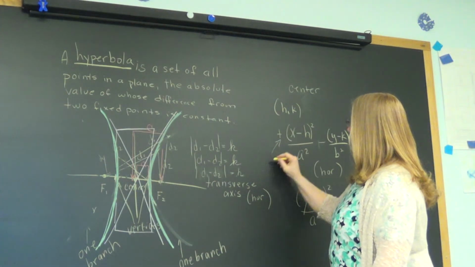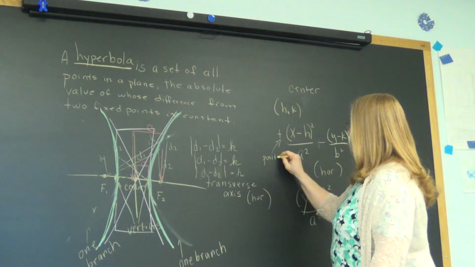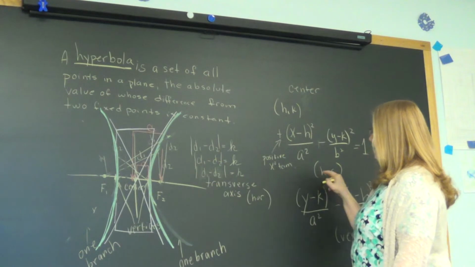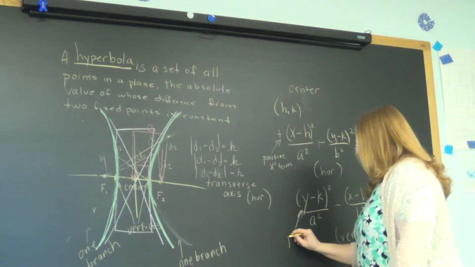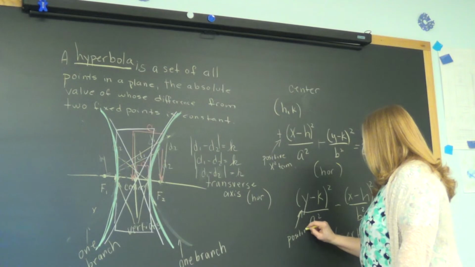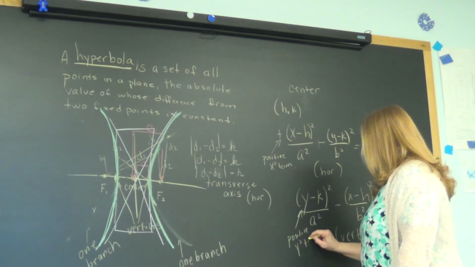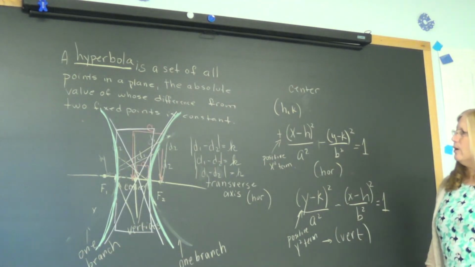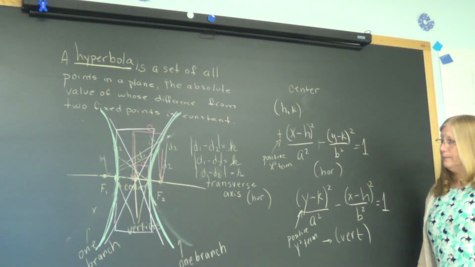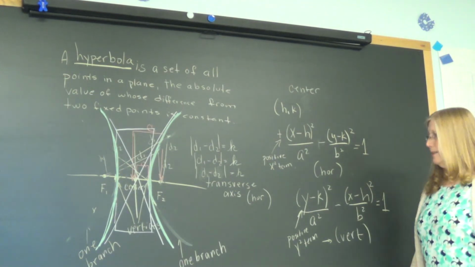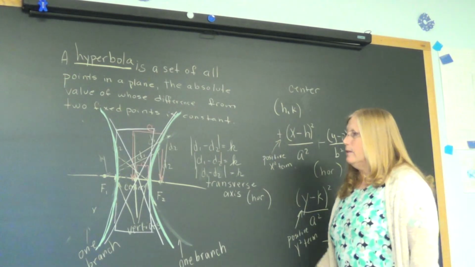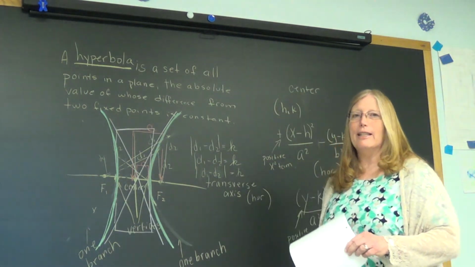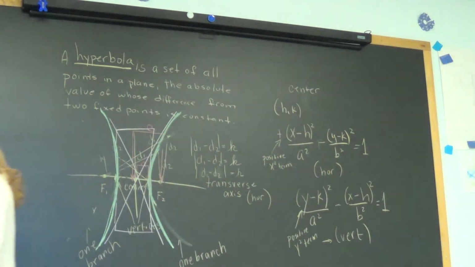Alright. Positive x squared term is horizontal, and here positive y squared term is vertical. Notice the a squared term is always under the positive one, not necessarily the larger one this time. So things work a little differently, as you can see, in hyperbola land. Alright, I'm going to shut down this and see if I can do an example.